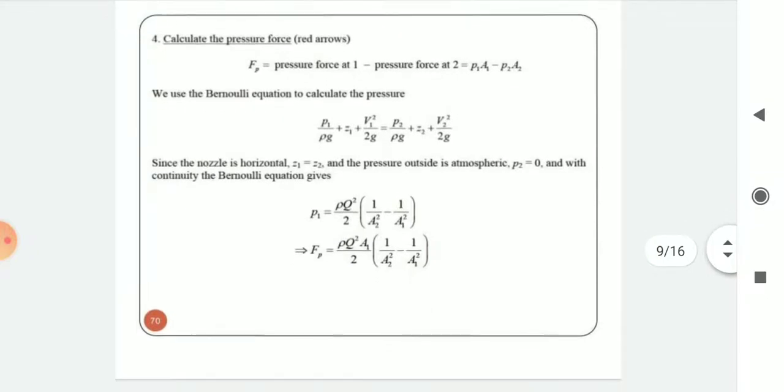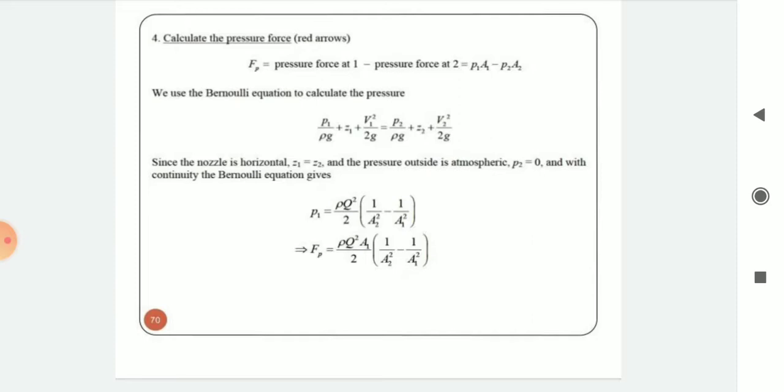Calculate the pressure force, the red arrows as shown in the figure. Fp is equal to the pressure force at 1 minus the pressure force at 2, that is P1A1 minus P2A2. We use Bernoulli's equation to calculate the pressure. So we know Bernoulli's equation: P1 divided by rho g plus Z1 plus V1 squared over 2g equal to P2 divided by rho g plus Z2 plus V2 squared over 2g.